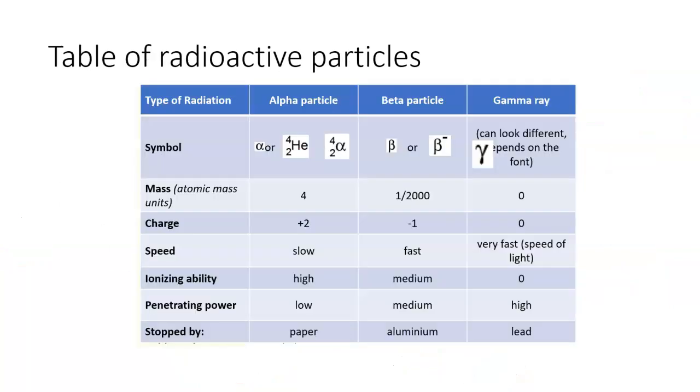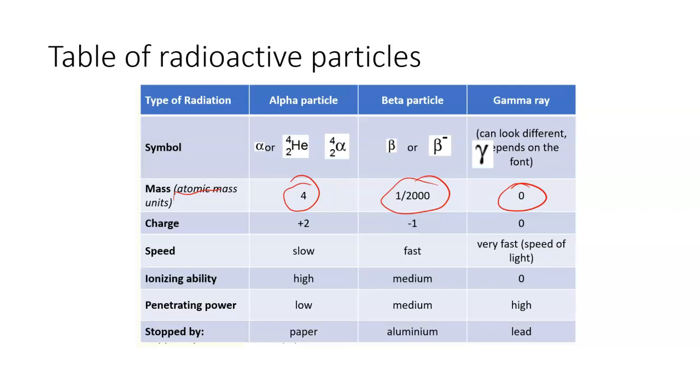So this is just another way of looking at our radioactive particles. So we have our alpha particle, our beta particle, and our gamma ray. The mass of our alpha particle is 4, so it's very large. Beta particle, it's 1 out of 2,000, so it's in atomic mass units, so this is already a small unit. And a gamma ray has no mass because it's essentially light.